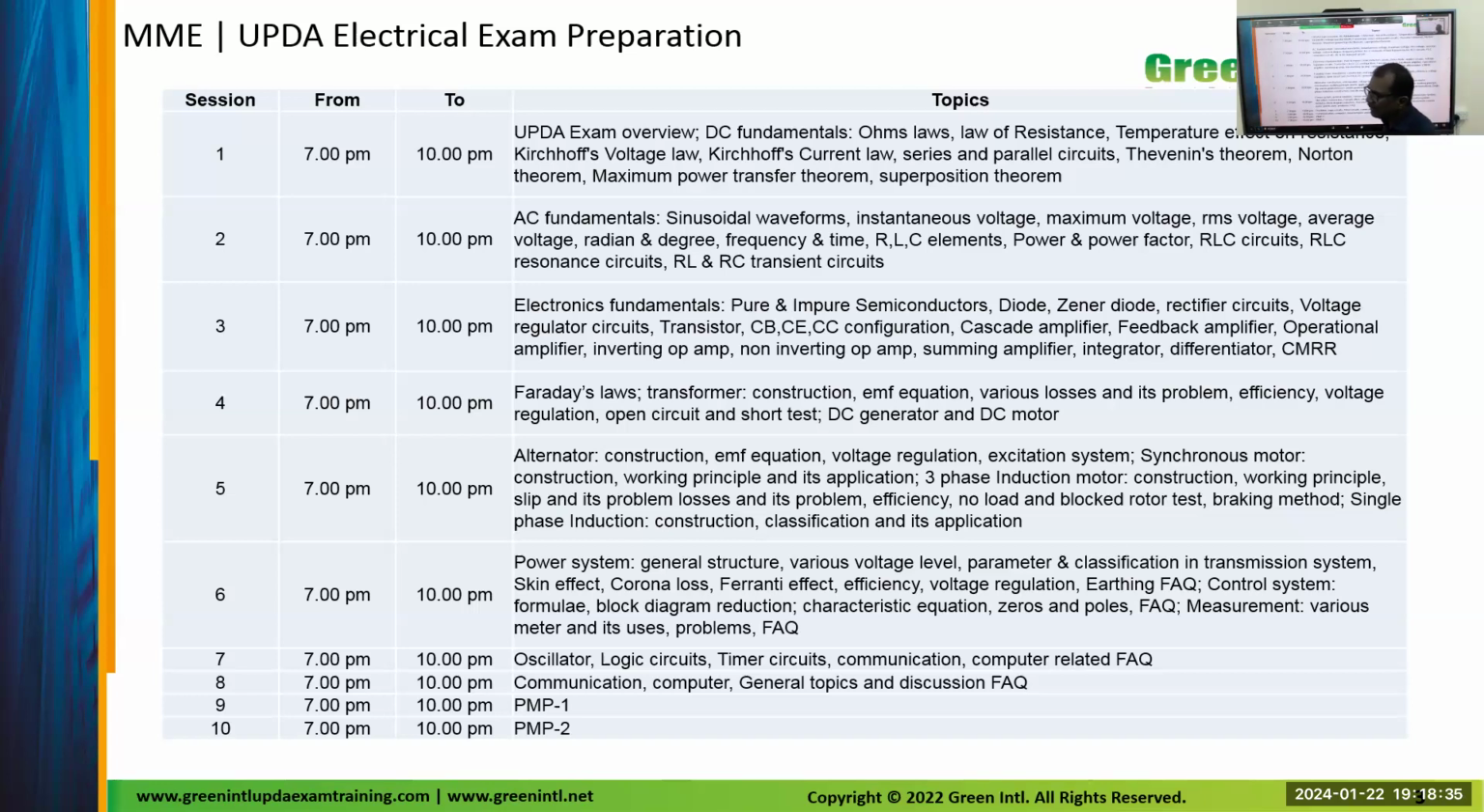Here we have 10 classes. Each class is approximately 3 hours, 7 to 10. Out of these 10 classes, 8 classes are for the core subject and 2 classes are for the project management, PMP topics. Out of the 8 classes, we have DC fundamentals.